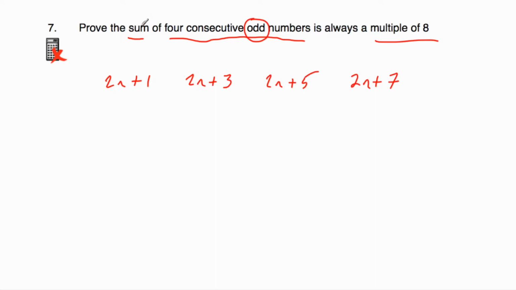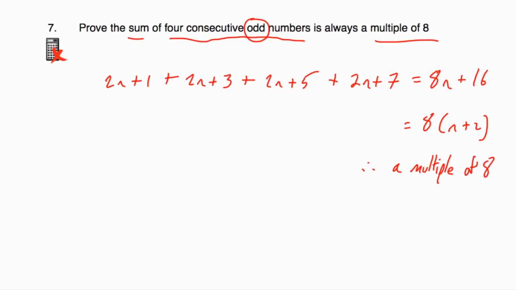I want to show that their sum, what we get when we add them together, is always a multiple of 8. So let's add them together and see what we get. 2n plus 2n plus 2n plus 2n is equal to 8n. And then we've got 1 plus 3, that's 4, plus 5, that's 9, plus 7, that's 16. So that's equal to 8n plus 16. Now we want to show that's a multiple of 8, so if we take 8 out as a factor, we get 8 bracket n plus 2. And now we've got 8 times something, so that's going to be a multiple of 8. So let's write that down.